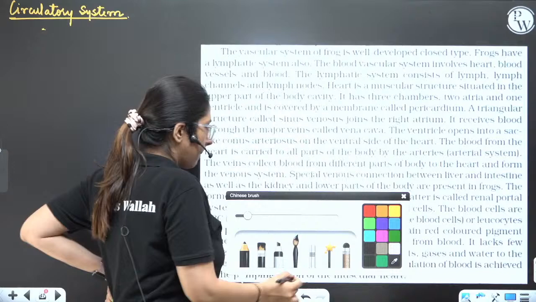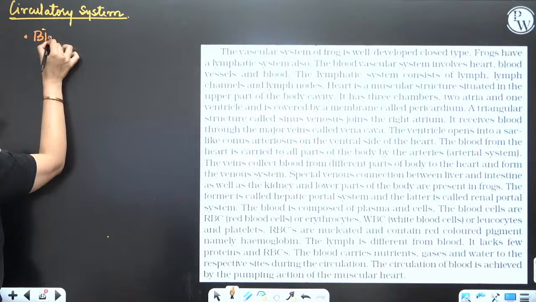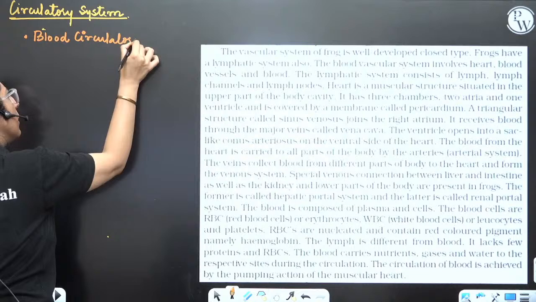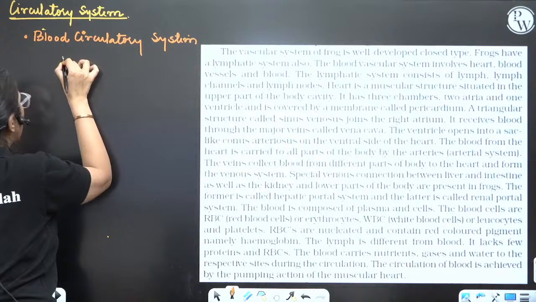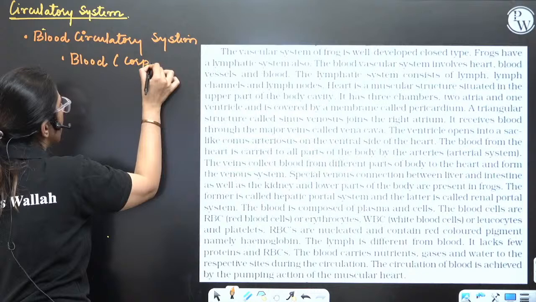Blood, circulatory system. So what do they have is blood. Same, just like that of us, they have the same blood, right? Which is made up of the corpuscles. Corpuscles are the cells plus there is a plasma. Nothing new.